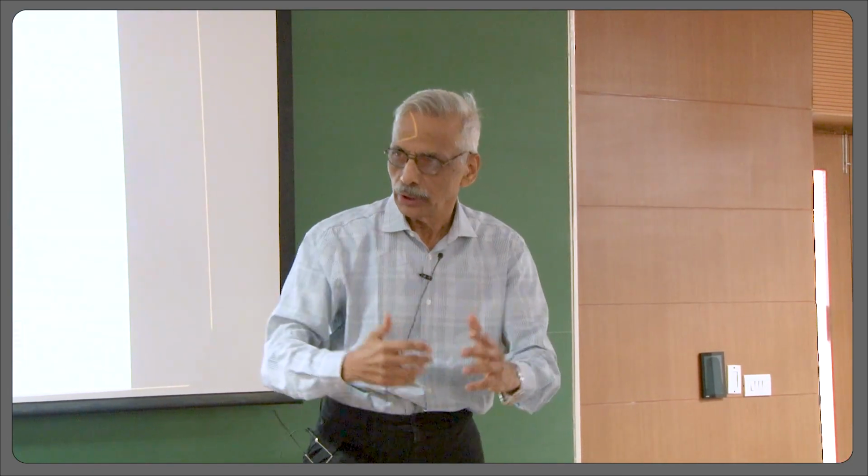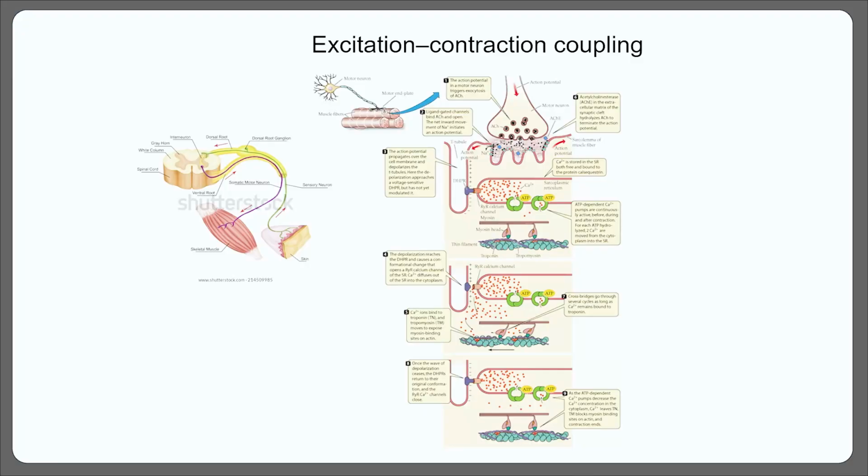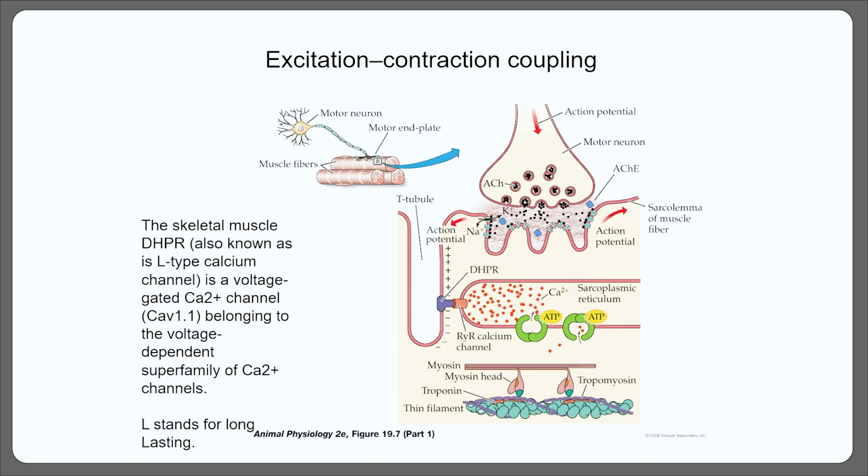How the availability of calcium ensures that the muscle contracts. Just read there: the skeletal muscle DHPR, also known as the L-type calcium channel, is a voltage gated calcium channel, etc. I'll move on now.